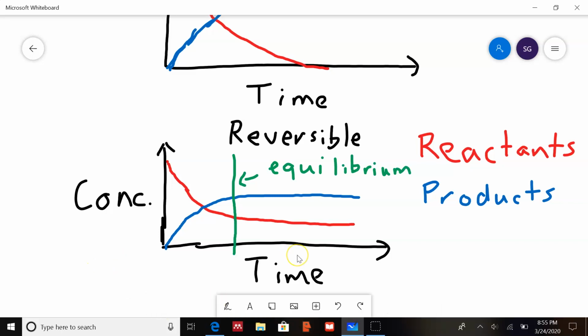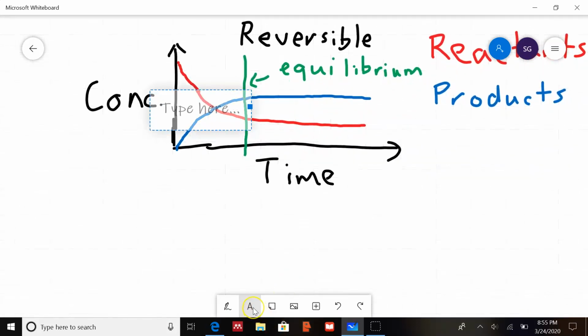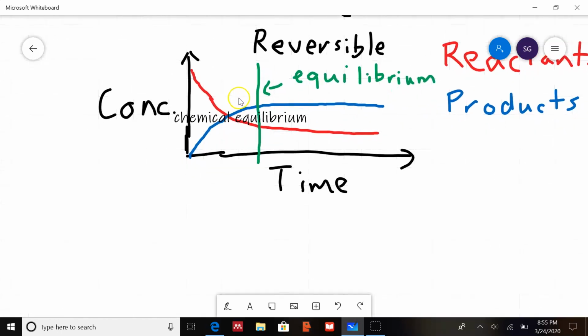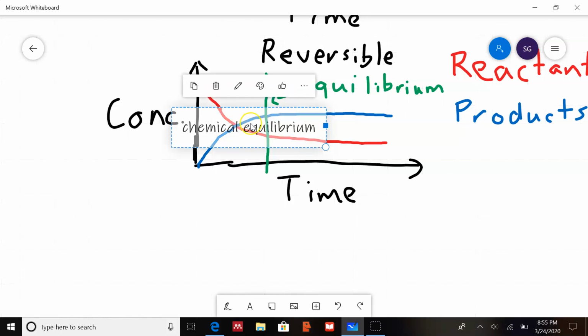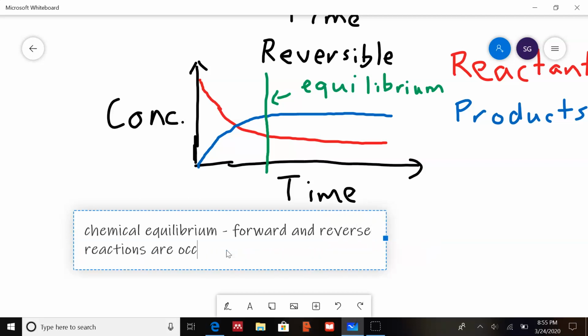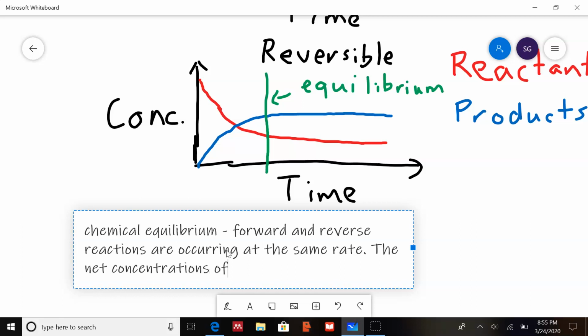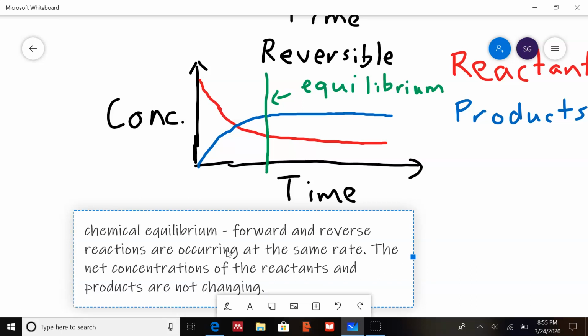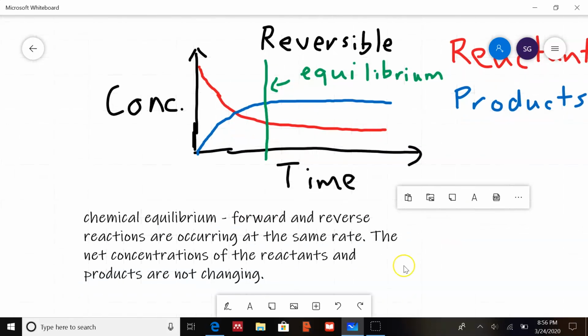And the definition of chemical equilibrium is when the forward and reverse reactions are occurring at the same rate. Meaning the net concentrations of the reactants and products are not changing, which is what we see here. When equilibrium is reached, the net concentrations of our reactants and products are not changing.